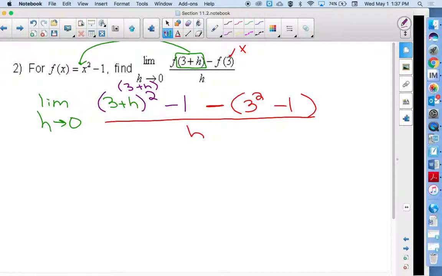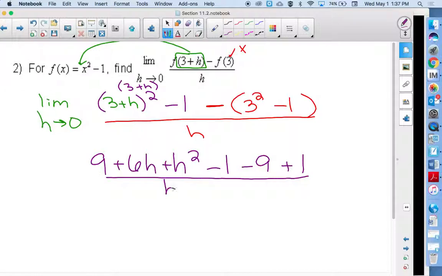So if something is squared, it really means there are two of them. How would you FOIL that? 3 plus h times 3 plus h. Grace, do you know what that becomes? 9 plus 6h plus h squared. And then there's still a minus 1. And then in parentheses, we have a negative 9, because 3 squared is 9, but the negative distributes. And that negative distributes to make it a plus 1.